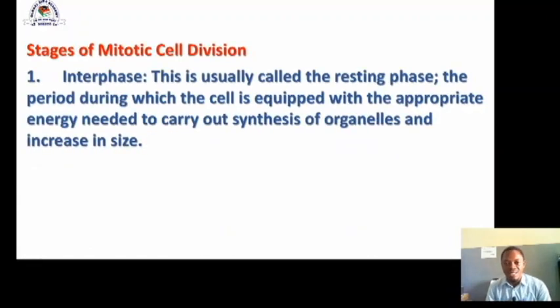One of the stages is interphase. Here, nothing really happens. It is usually called the resting phase, the period during which the cell is equipped, it becomes energized, with the appropriate energy needed to carry out synthesis of organelles and increase in size.